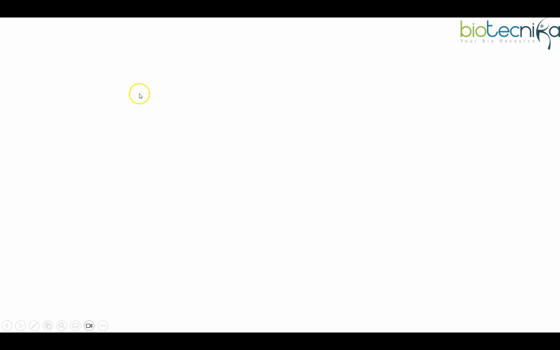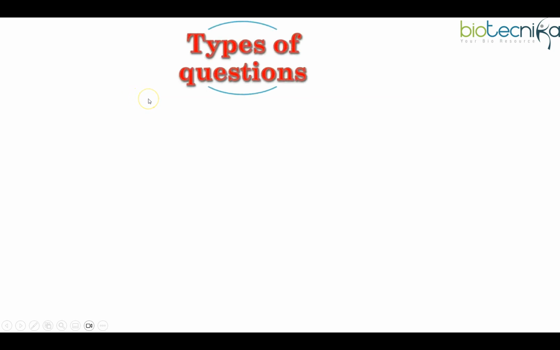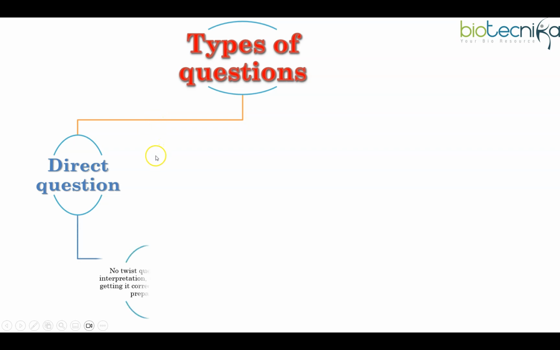So let me show you examples of the types of questions that you get in CSIR. One is the direct question. A direct question means there is no twist in that. It's a clear interpretation, and mostly these are from recollection of memory. Most chances are that with decent preparation you will get them right.